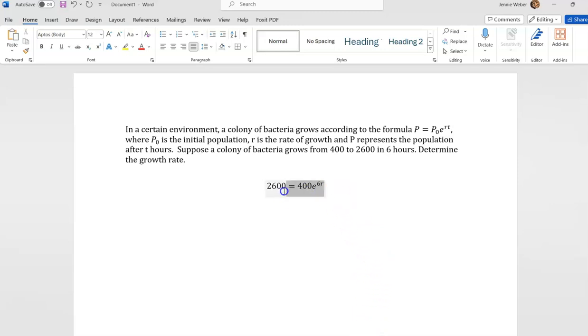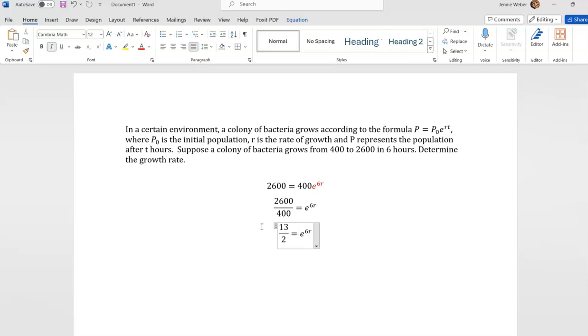As we solve this, our goal is to first isolate this e, the exponential. So I'm going to divide both sides by 400. Over here, I'm going to get divided by 400, and this is going to go away. Then I would reduce it to make it easier. So this is the same as 26 over 4, which is the same as 13 halves, or 6 and a half. I would probably rewrite it like that, just to make it easier.